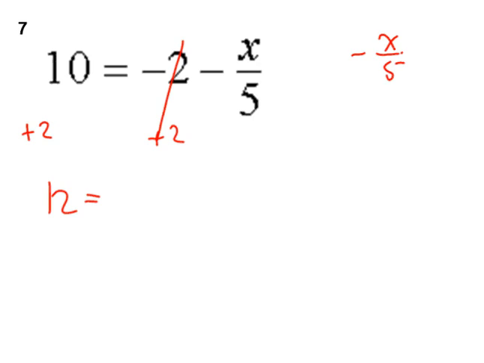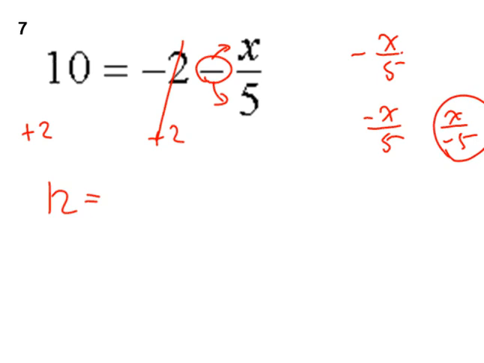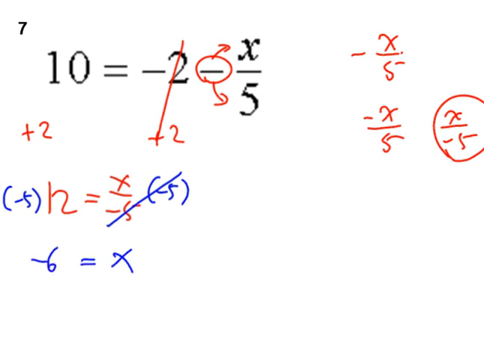Here we have a negative fifth of x, which can be written as this, or it can be written as this. So the negative sign can either go with the numerator or the denominator, or it can stay in front of it. So we learned that the easiest thing to do is put it with the denominator. That's still a negative fifth of x. And now we're going to multiply both sides by negative 5, and we're going to end up with x equals negative 60.